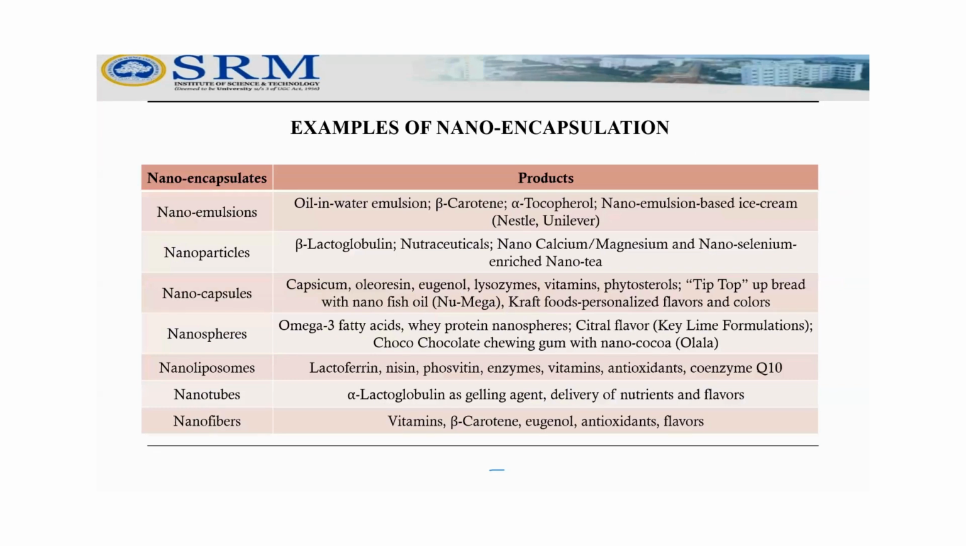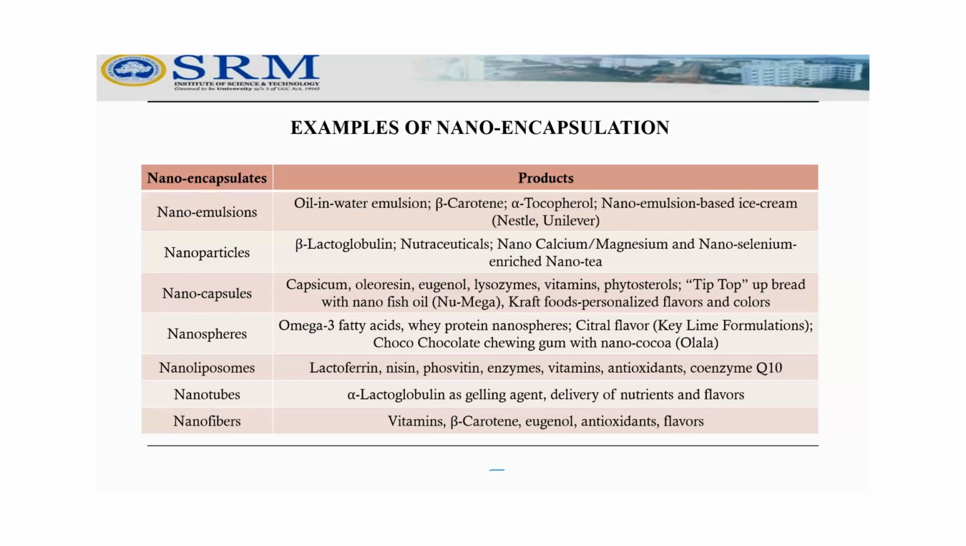There are certain examples for nano encapsulation technique. Nano emulsion, you all very well know, oil in water, beta carotene, alpha tocopherol nano emulsion based ice creams are available. Nanoparticles is another one. Then we have nano capsules from many bioactive compounds. Nanospheres, like from omega-3 fatty acids, whey protein nanospheres. Then cocoa and chocolate, chewing gum with nano cocoa. Cocoa could be added in chocolates, chewing gum, and cocoa.